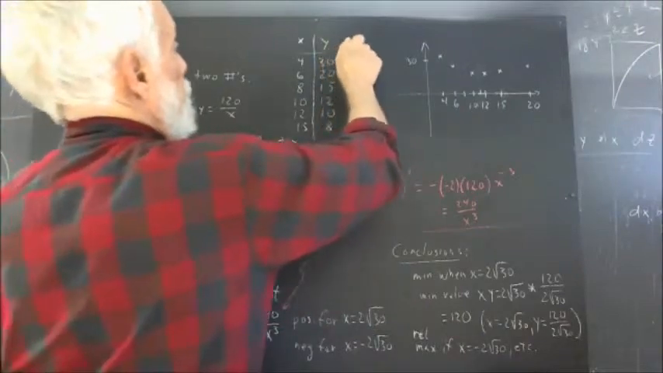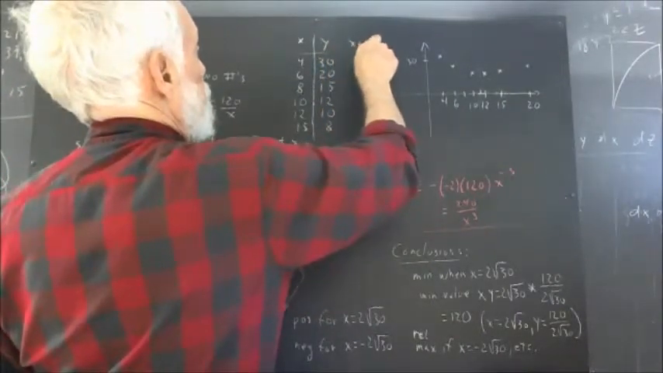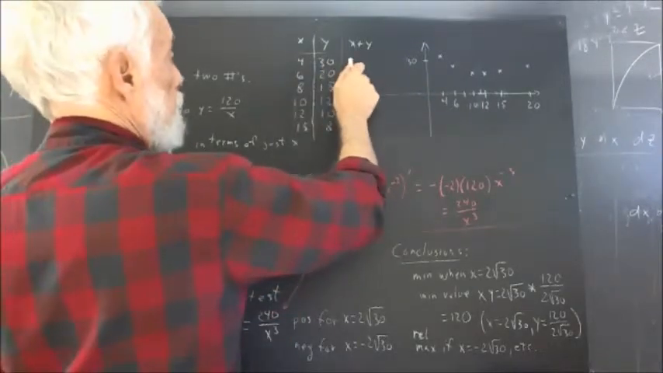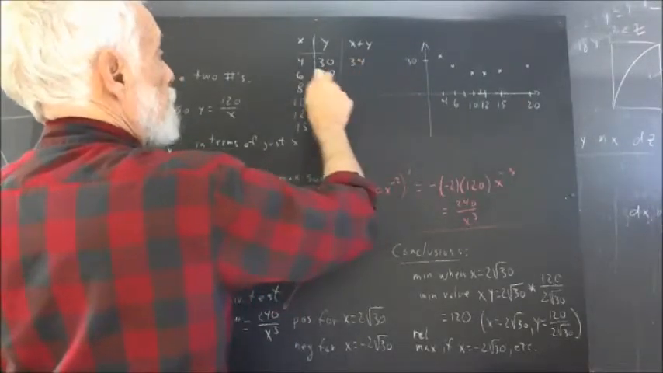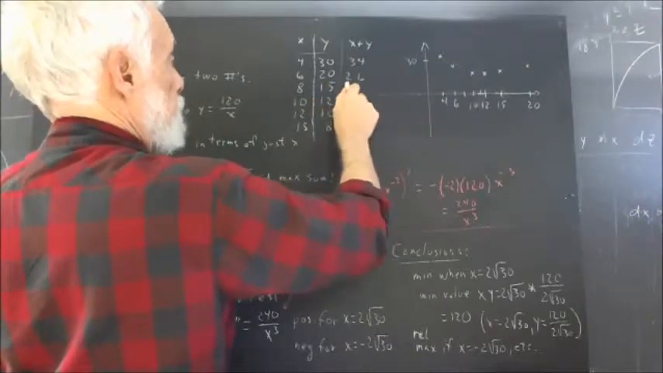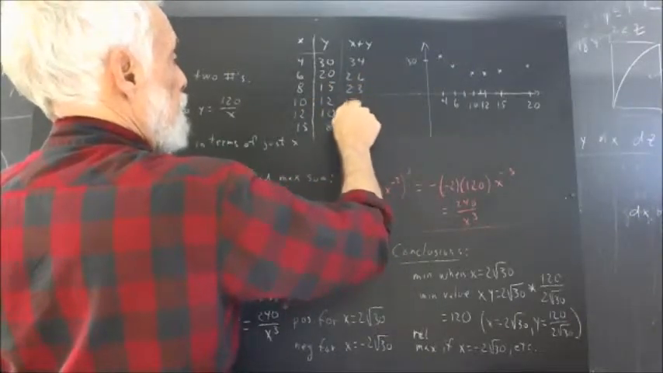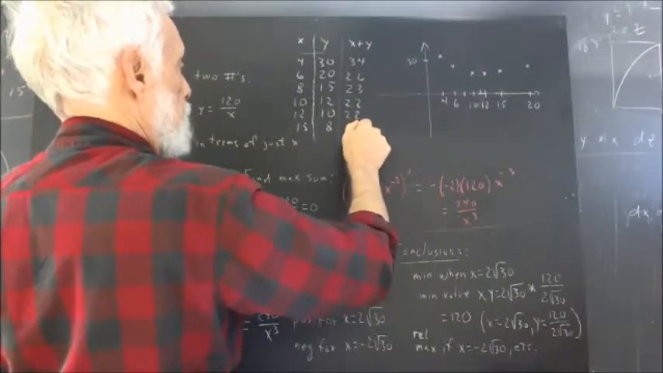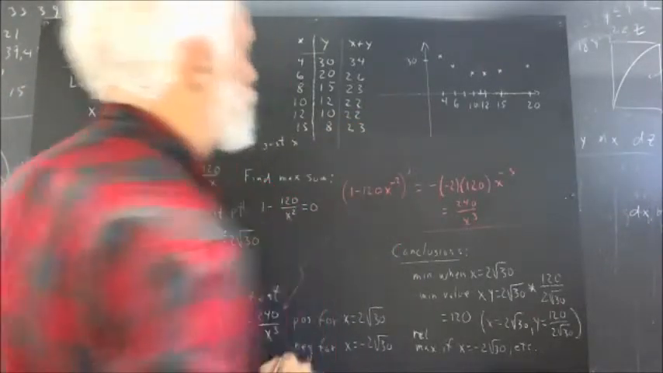Well, we're trying to see what happens to the sum of the two numbers. The sum of the two numbers here would be 34. 6 and 20 is 26. 8 and 15 is 23. We get 22, and now we get 23.